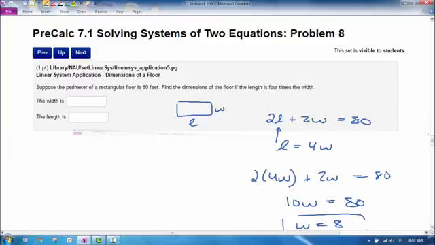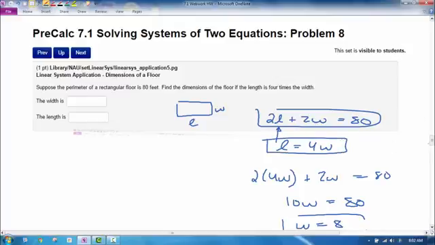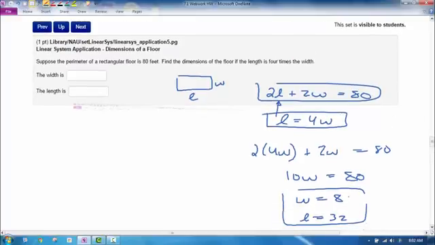Okay, the next problem is problem 8. I just showed you the work. This one's really easy. Write two equations, one for perimeter right here, and then obviously the length is 4 times the width, and then substitute. And you'll get W equals 8. Plug W back in, you get L. So that one's easy enough. You could probably figure that one out just by looking at the work.